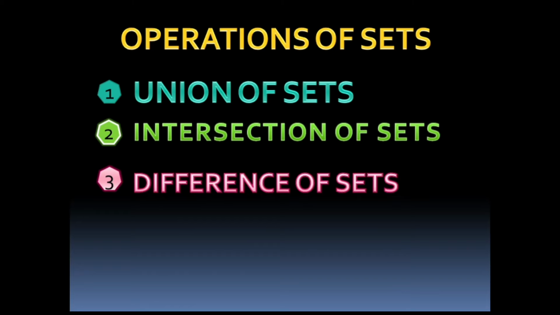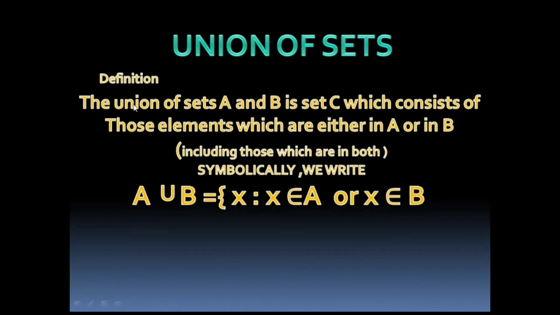Now first I'll teach you union of sets. The definition is: union of sets A and B is the set C, which consists of those elements which are either in A or in B. So that means elements can belong to A or B. It is not necessary that they should be in both. The union symbol is this one, U. It is written A union B, taken together: the element x such that x belongs to A or x belongs to B.